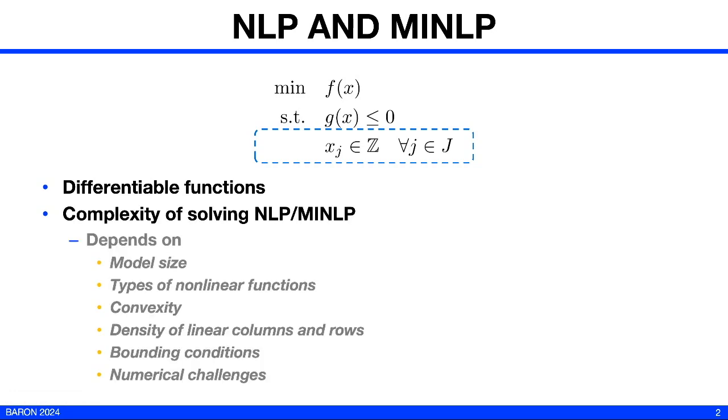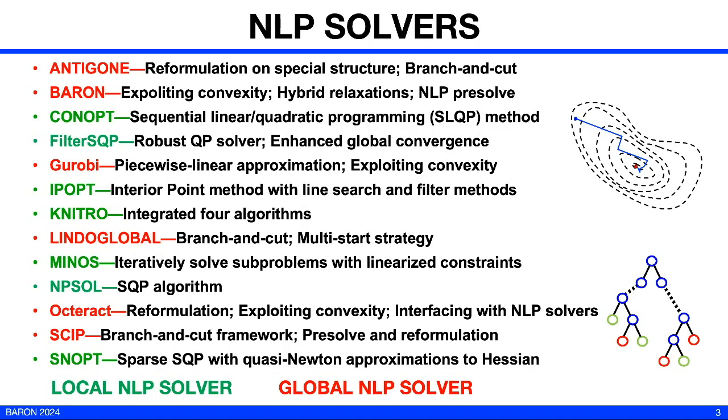There are many factors that affect the complexity of solving NLP and MINLP problems, for example, the convexity information or the model size. In the past, there have been many solvers designed for solving NLP problems. Here we listed some of the NLP solvers. We colored the local solvers in green and the global solvers in red.